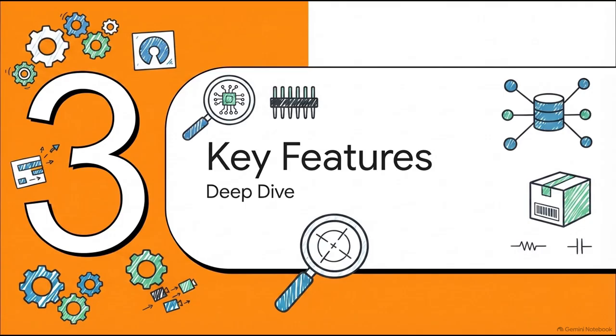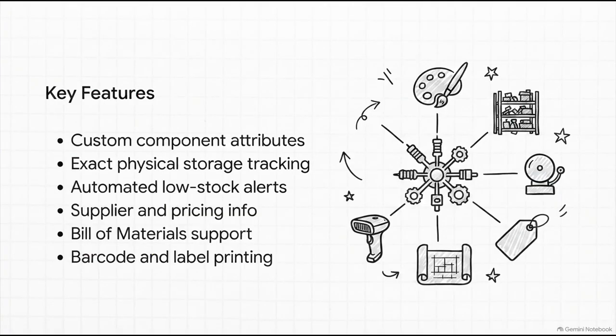Let's move on to part three and take a deep dive into its key features. These features are all about one thing: granular control. PartKeepr lets you map custom attributes to your parts, so a resistor can have an ohms rating while a mechanical gear has a diameter rating. You can track exact physical storage locations right down to the specific bin on a specific shelf.